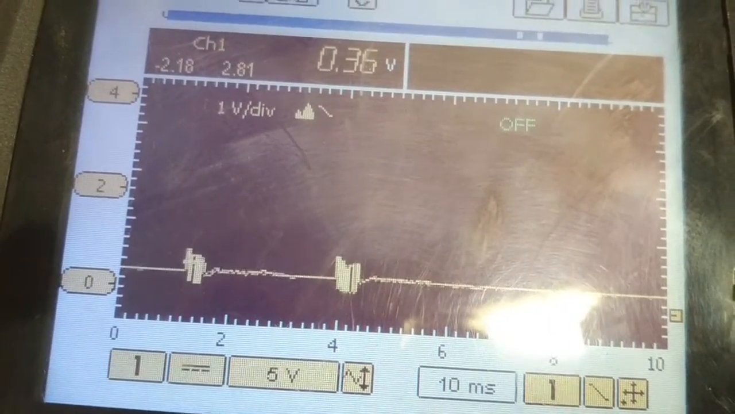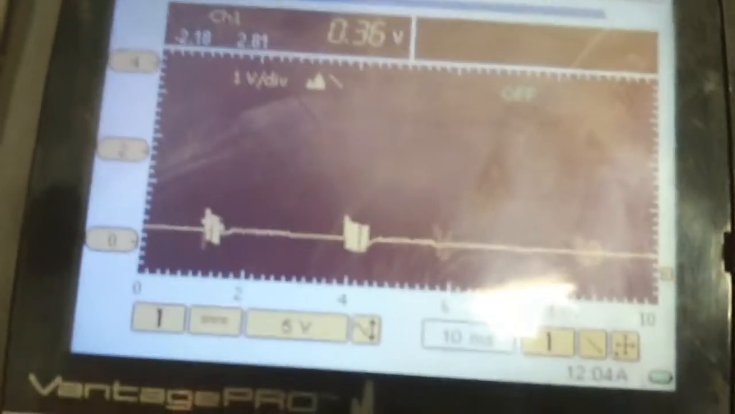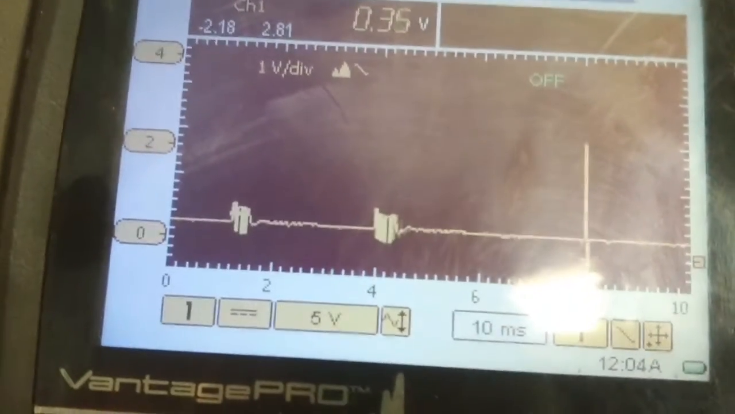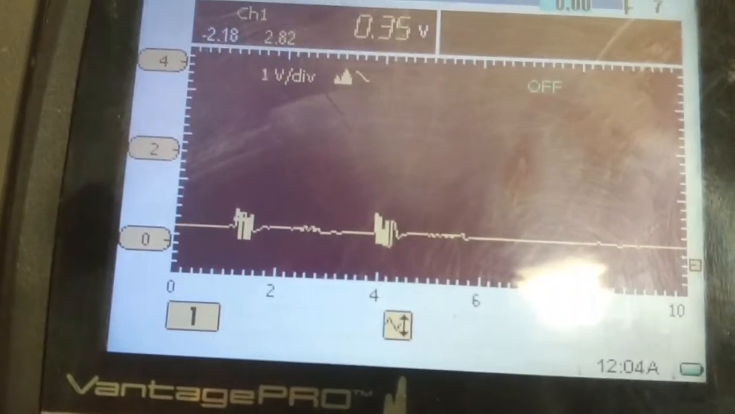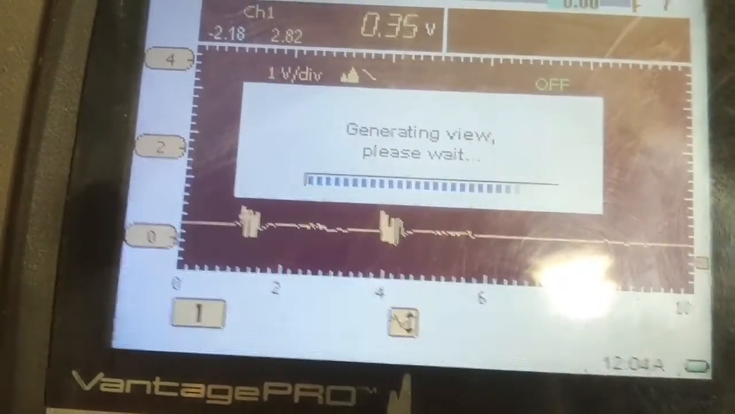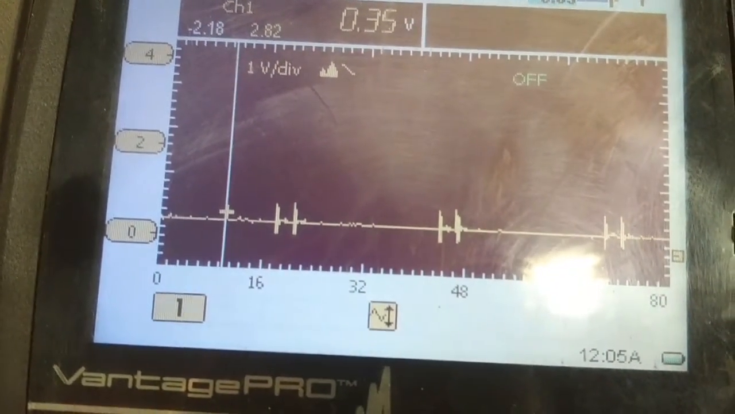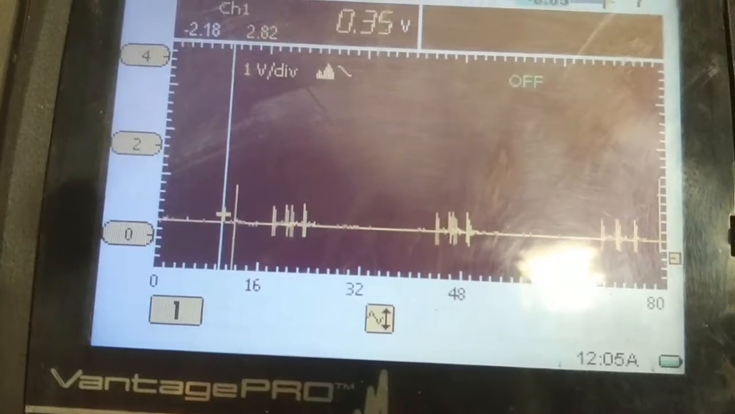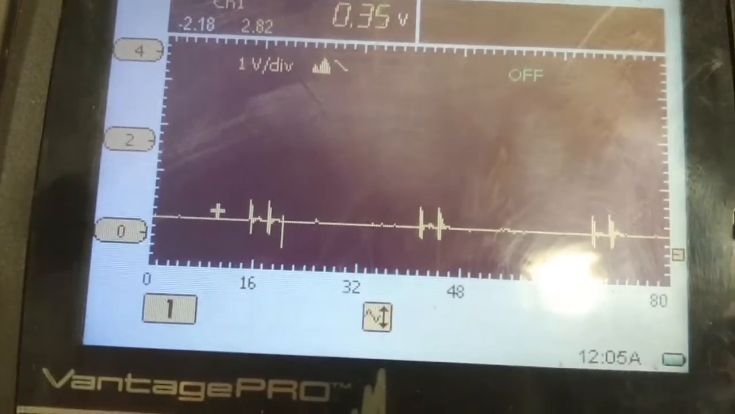So with it running, obviously, there is some electrical noise in there. And if I let that record for a few seconds, and then pause it, and zoom it up, you can see that it's not random. It's happening quite consistently. And I don't know where those electrical spikes are coming from.